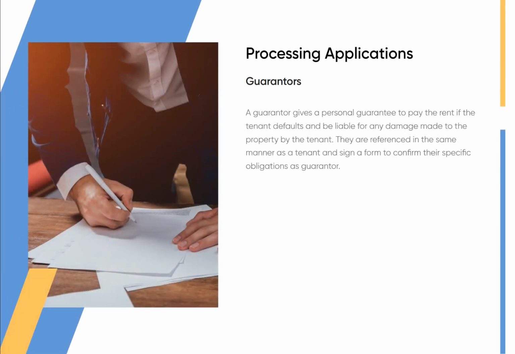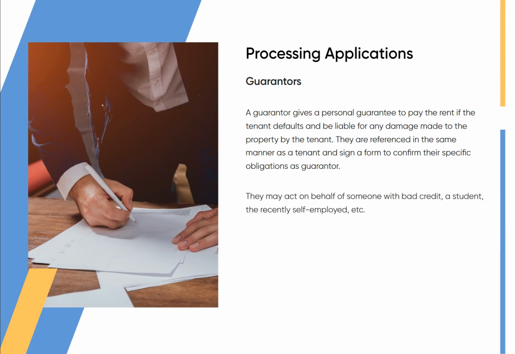Guarantors. A guarantor gives a personal guarantee to pay the rent if the tenant defaults and be liable for any damage made to the property by the tenant. They are referenced in the same manner as a tenant and sign a form to confirm their specific obligations as guarantor. They may act on behalf of someone with bad credit, a student, the recently self-employed, etc.